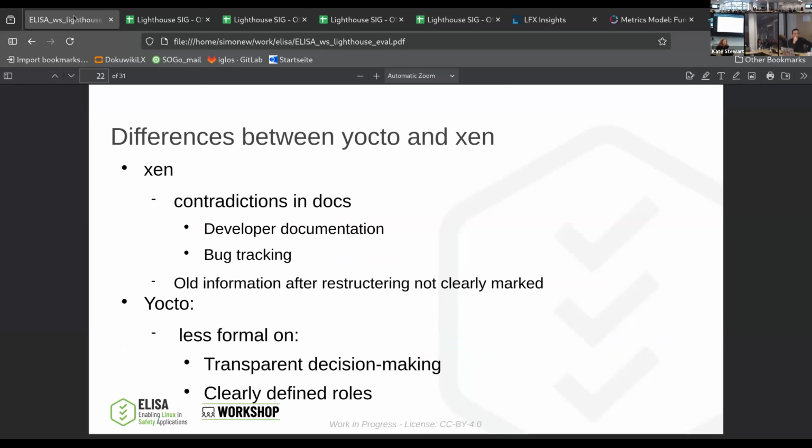Yeah, and Yocto was less formal on the transparent decision making and the clearly defined roles. The Xen governance charter is very extensive there. Did you actually go and look at Yocto's governance docs? Yeah, should be fun. Okay. They're pretty clear about how the TSC is formed there and how the other things are there, and that's where the decisions are made. Yeah, it was still way more extensive in Xen. Okay, that's cool. Yeah, transparent to the outside of the decision.